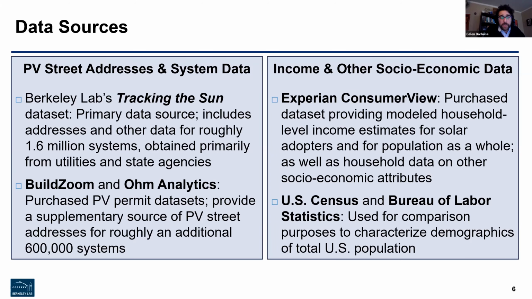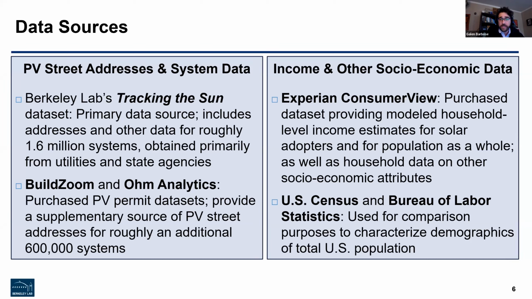So the data from this report comes primarily from a couple different places. On the one hand, on the left-hand side here, we have a data set consisting of street addresses of residential solar adopters from around the country. That data comes mostly from our annual Tracking the Sun report, but we also bring in data that we purchase from BuildZoom and Ohm Analytics that is culled mostly from building permit records.